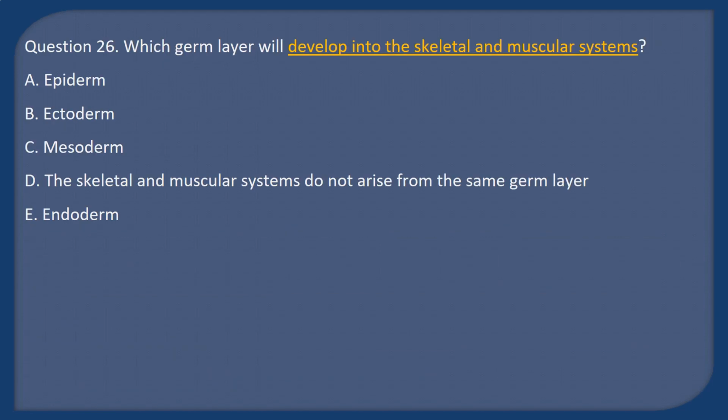Question 26. Which germ layer will develop into the skeletal and muscular systems? A. Epiderm. B. Ectoderm. C. Mesoderm. D. The skeletal and muscular systems do not arise from the same germ layer. E. Endoderm.